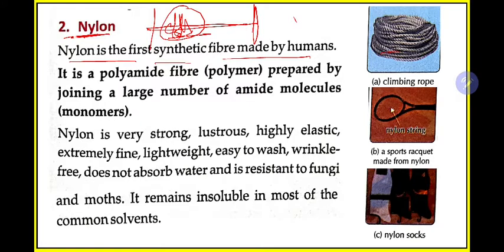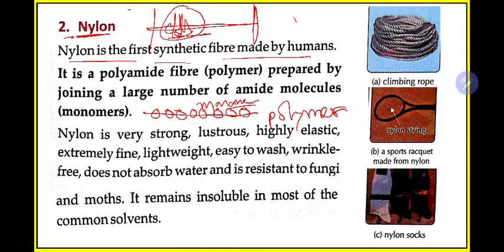So we know all these synthetic fibers are nothing but polymers. What are polymers? In the last class I explained, if we add small units and connect them all, this is known as a polymer. I think if you joined the last class, you know what a polymer is. And each unit is known as a monomer. One is a monomer, and if you join all the small units, it is known as a polymer. So this is also a polymer. It is a polyamide fiber. How is it prepared? It is prepared by joining a large number of amide molecules. Each of the small units is known as an amide, and the whole is known as a polyamide. We are joining small amides and making a polyamide. So it is a polyamide fiber.